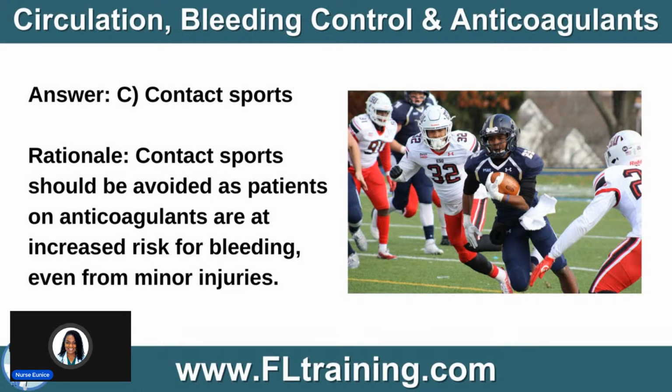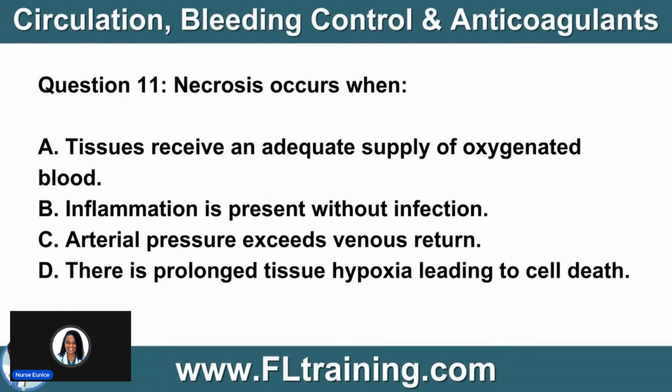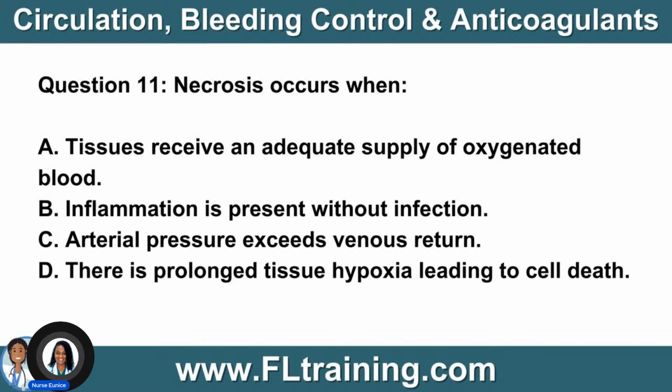Question number, let's see our next question here. Question number 11. Necrosis occurs when A, tissues receive an adequate supply of oxygenated blood, B, inflammation is present without infection, C, arterial pressure exceeds venous return, or D, there is prolonged tissue hypoxia leading to cell death. All right, I'll give you a few seconds to reread that.